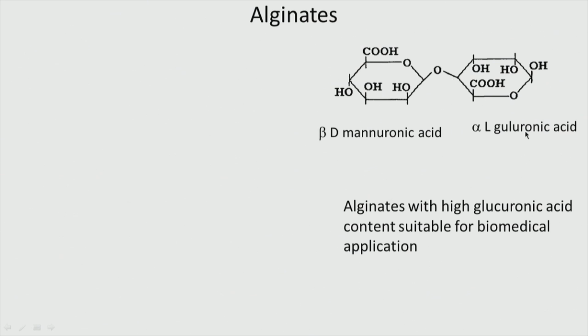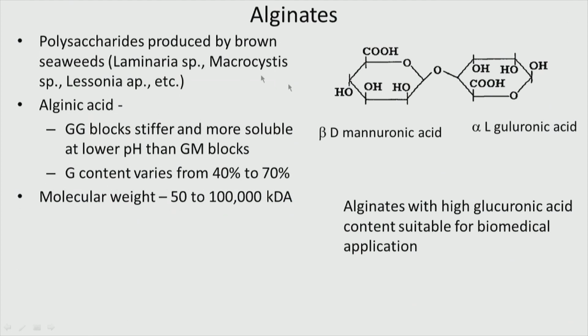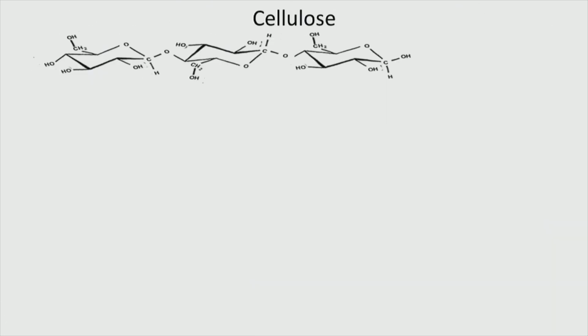So, those with high guluronic acid content are good for biomedical applications because they are stiff. When this guluronic acid amount goes down, then it loses its stiffness. These are produced by several types of brown seaweeds. This gives a stiffness, more soluble at lower pH than GM block. The G content can vary between 40 to 70% and the molecular weight is 50 to 100,000 kilodalton. So, alginates can be used for drug encapsulation.